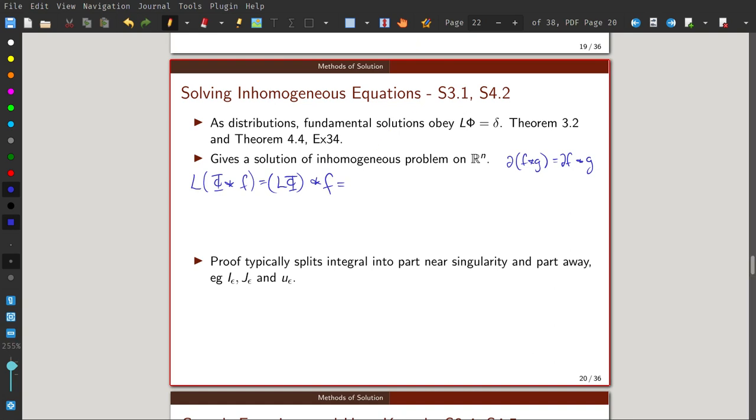By our choices, the fundamental solution obeys the fact that this is the delta distribution, and the delta distribution convolved with any function just gives that same function again. So what we have is that this function u, the convolution of the fundamental solution with the inhomogeneous term, gives the solution of the inhomogeneous equation, namely L of u is equal to f.